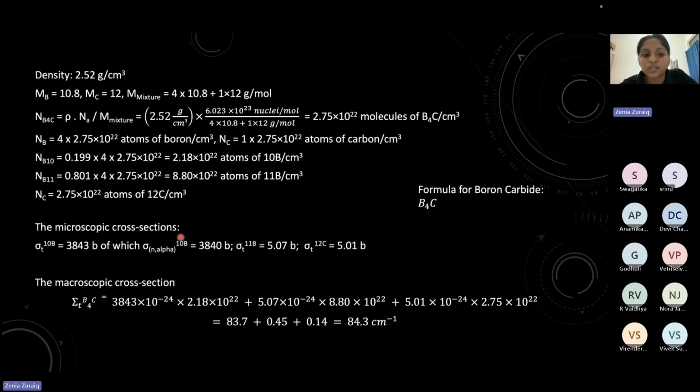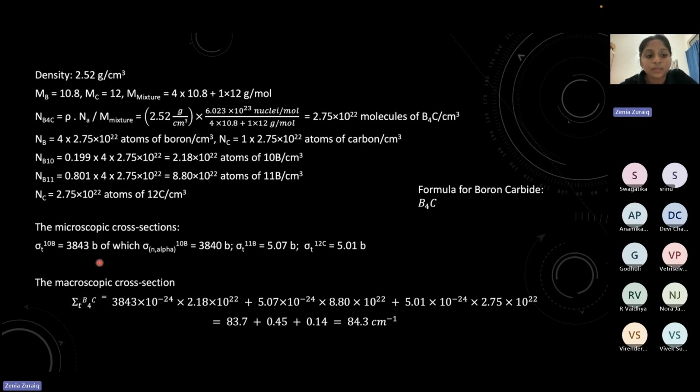So don't get confused by this. We only care about the total cross section, 3843 barn. And of course, you can't just multiply this barn with per centimeter cube, right? We need to convert the barn to centimeters also. So barn is 10 power minus 28 meter square, which is 10 power minus 24 centimeter square. So here we have centimeter square, here we have per centimeter cube. So finally we get per centimeter, which is the macroscopic cross section.